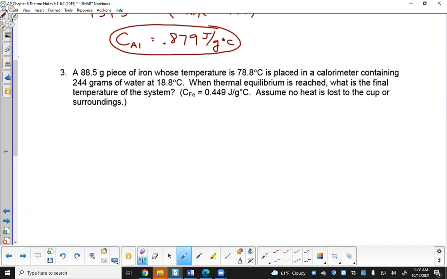Number three. This one's kind of like the sloppiest scenario. We got a piece of iron, kind of same as above. Piece of iron's going into water, temperature, water, mass. We're trying to find out the final temperature of the system, though. What's the final temperature of the water and the piece of metal when they're put together? The only thing we don't know is temperature final.